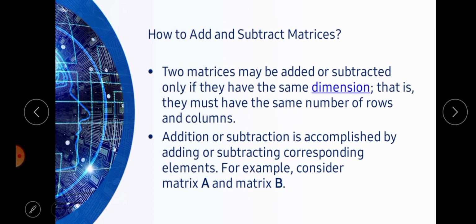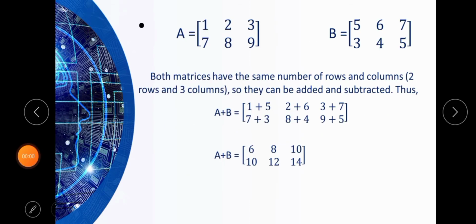How to add and subtract matrices. Two matrices may be added or subtracted only if they have the same dimension. That is, they must have the same number of rows and columns. Addition and subtraction is accomplished by adding or subtracting corresponding elements. For example, consider matrix A and matrix B. In matrix A, we have 1, 2, 3, 7, 8, 9. In matrix B, we have 5, 6, 7, 3, 4, 5.